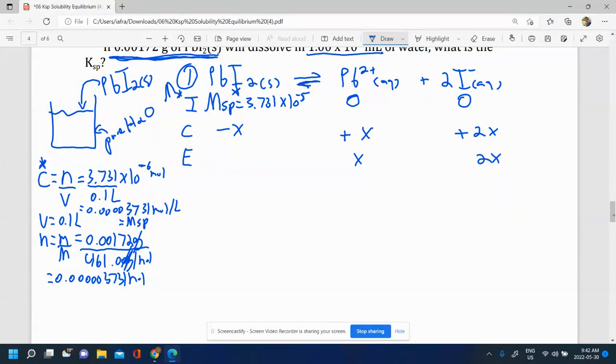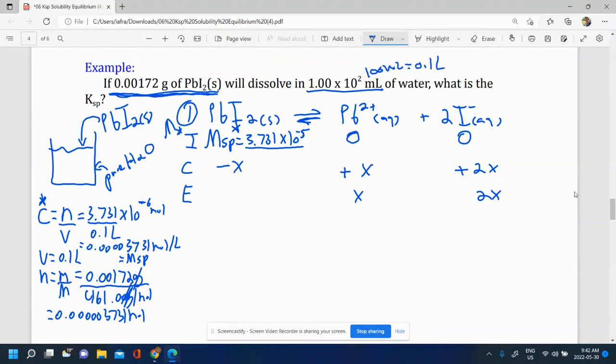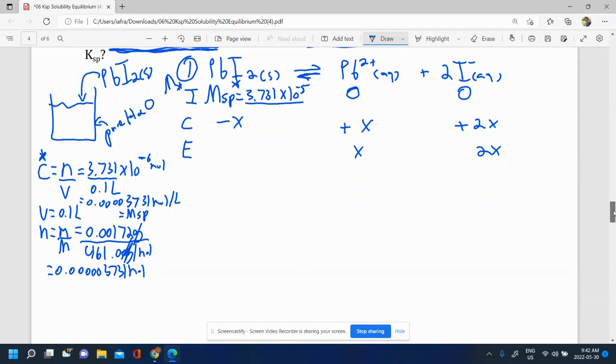Now the change is minus X, and here's the thing. This is the molar solubility. So we're assuming all of this dissolves, right? Because that's what the question says. It says that much will dissolve in the water. So if all of that dissolves, what's left is 0 of that, because it all becomes ions in the end. Okay, so based on this question, we're saying that all of this has dissolved.